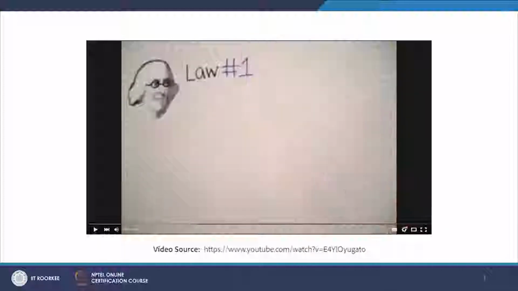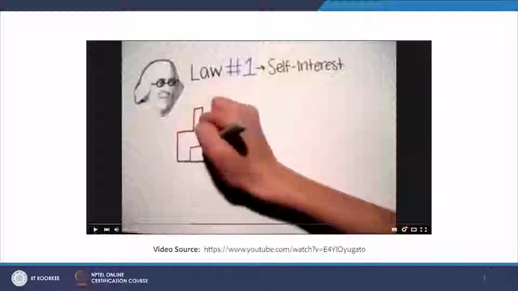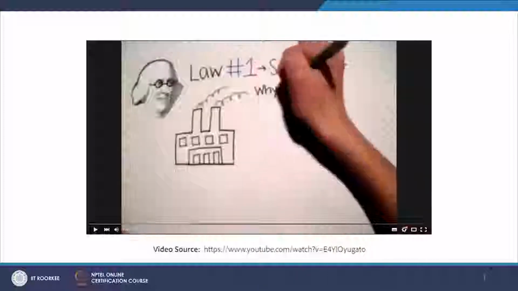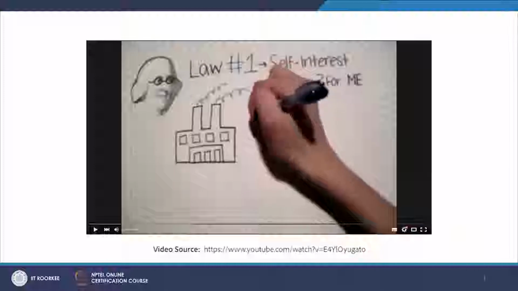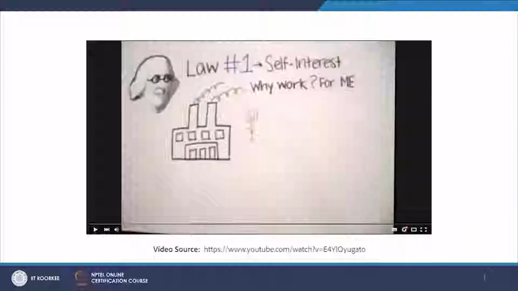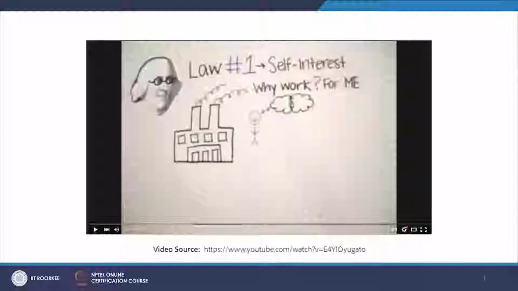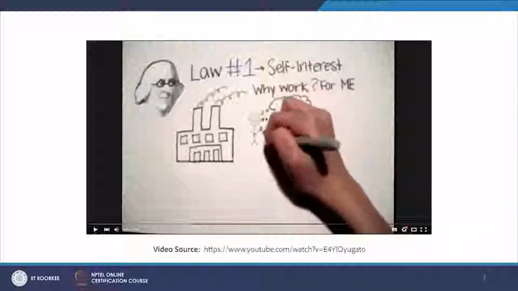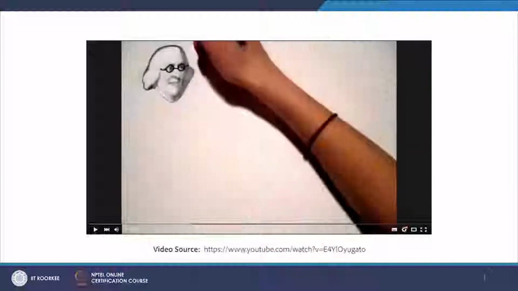Law number 1 of Smith's natural laws is the law of self-interest. This question is asked almost every day by most people around the world. The question is, why work? Why spend 8 to 12 hours every day working? The answer for most people is you or your family. Why do you go to school? To get an education, which will most likely lead to a better life, with more money, more food, and more luxuries such as vacations, electronics, and a better house for you and your family.